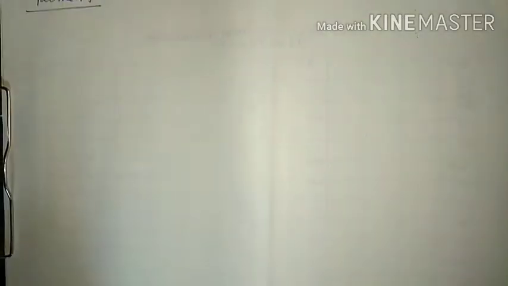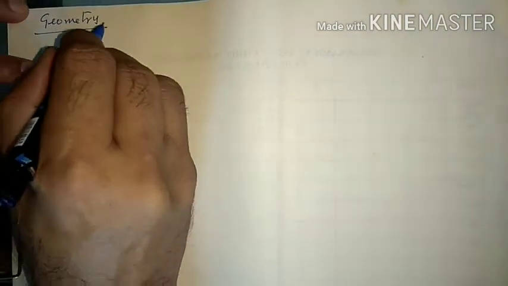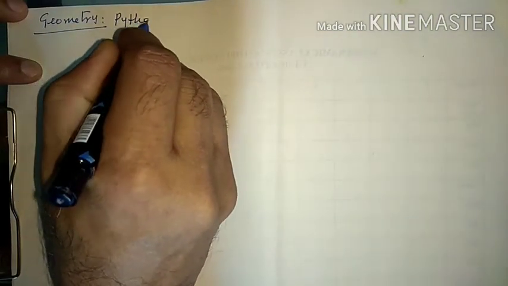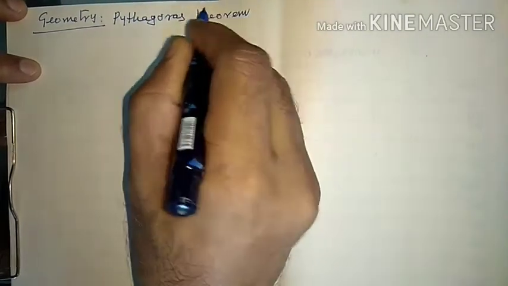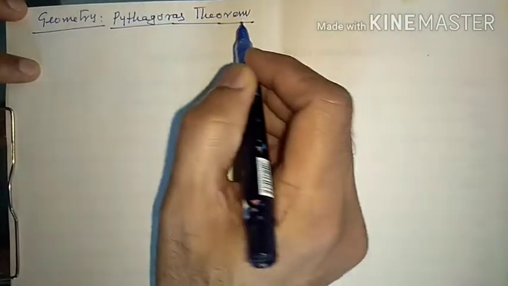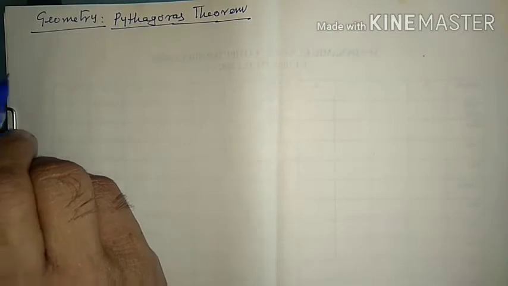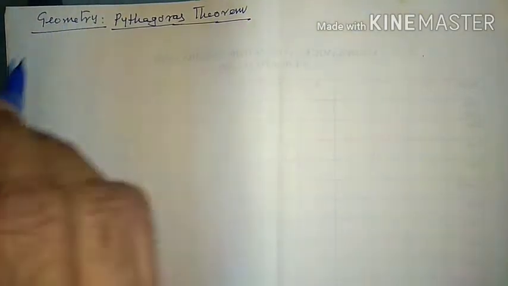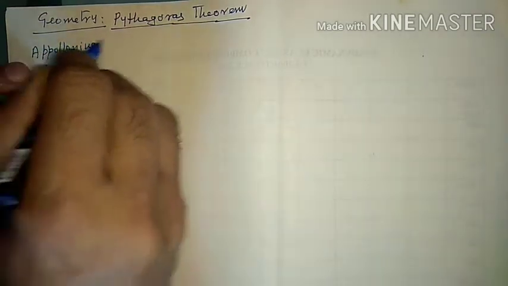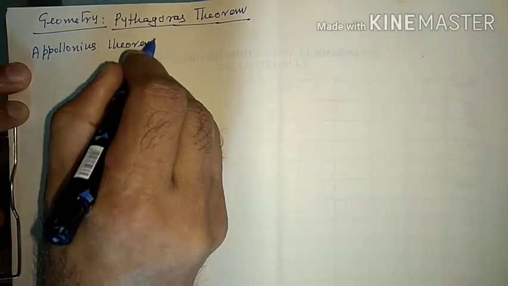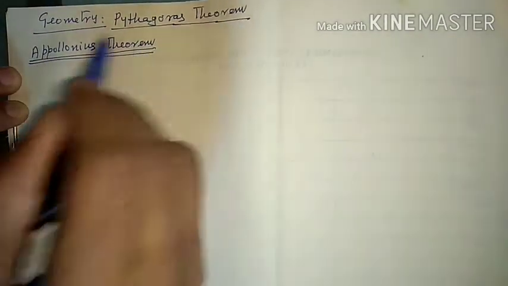Apollonius theorem of geometry. Now we are passing on to geometry. Geometry second chapter, Pythagoras theorems continuation only. We have proved the main theorems already. Only one is remaining, Apollonius theorem. We have to prove it.